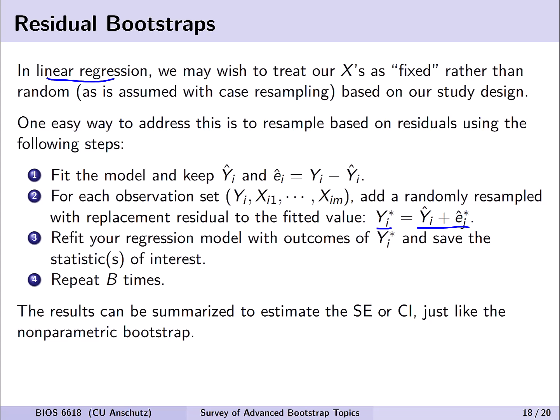We'll then refit our regression model with our outcomes y i star and save the statistics of interest. So for example, the beta coefficients or the R squared or adjusted R squared summary. We'll then repeat this B times. The results can then be summarized as before, with the standard error and confidence intervals, just like a nonparametric bootstrap. But in this case, we've gone to this extra step to treat our x's as fixed, which again may better reflect our study design, and again can also be advantageous in potentially smaller sample sizes.